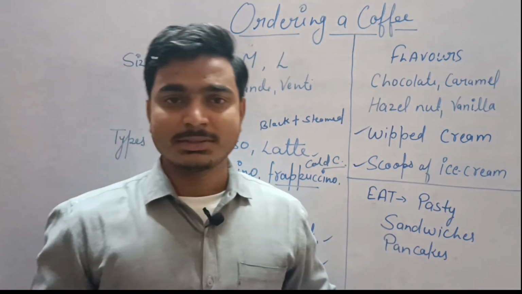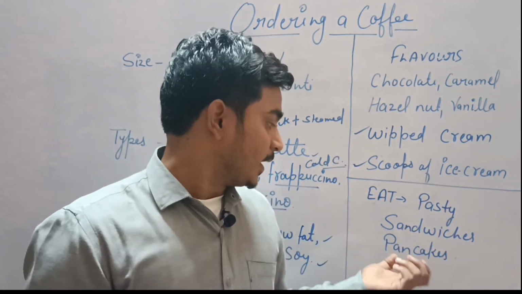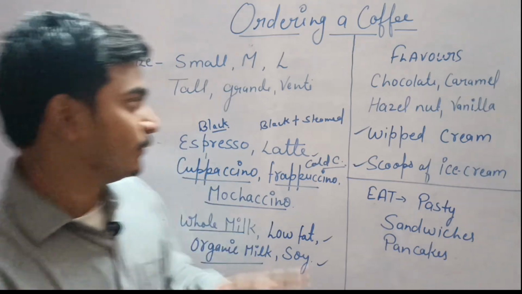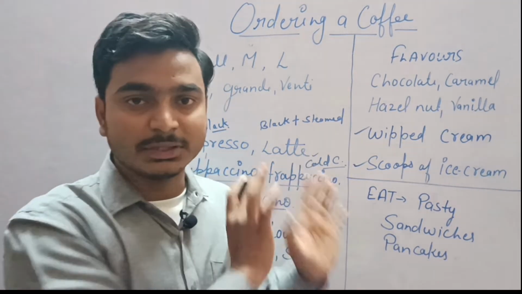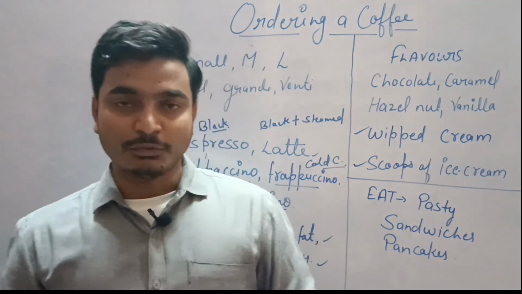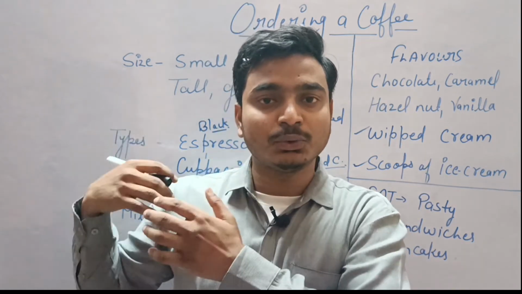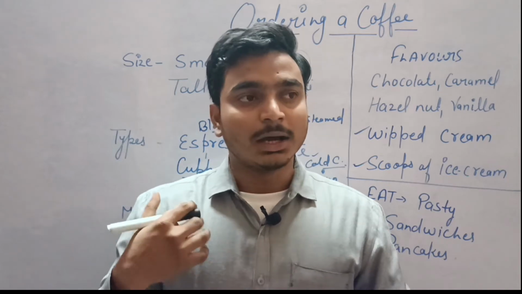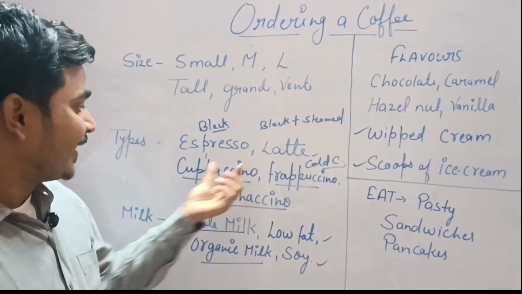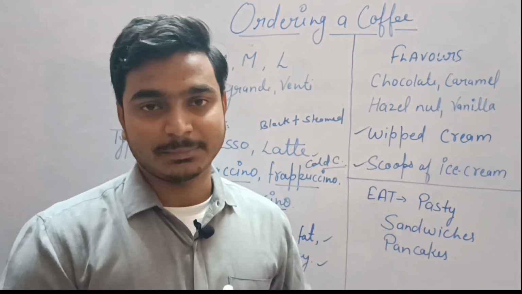Now if you want to eat something along with your coffees, you can go for pastry, sandwich, even pancakes or cookies also. We have understood these things, but how to order coffee? The phrase you can use in coffee shops is "I would like to have" and whatever you want. For example, I would like to have a small cup of cappuccino with whole milk and a scoop of ice cream.